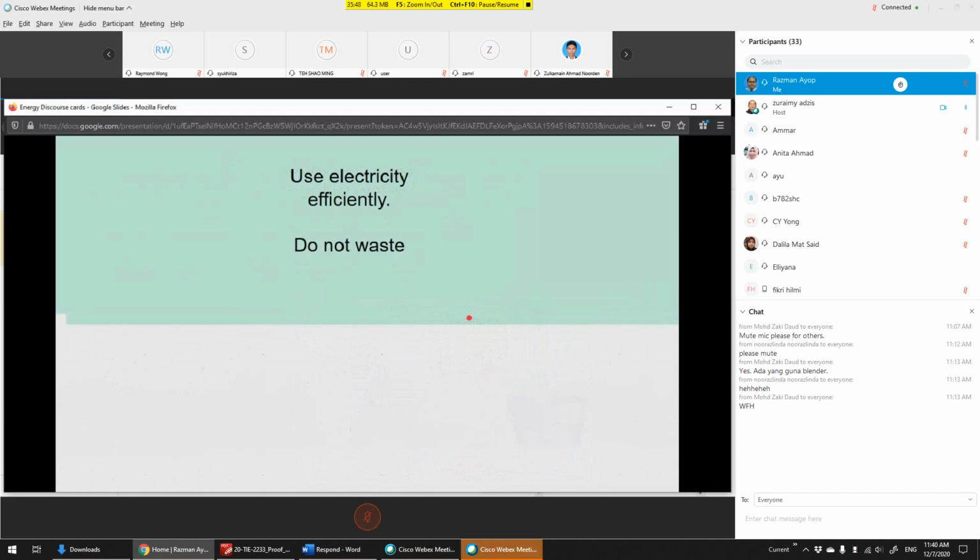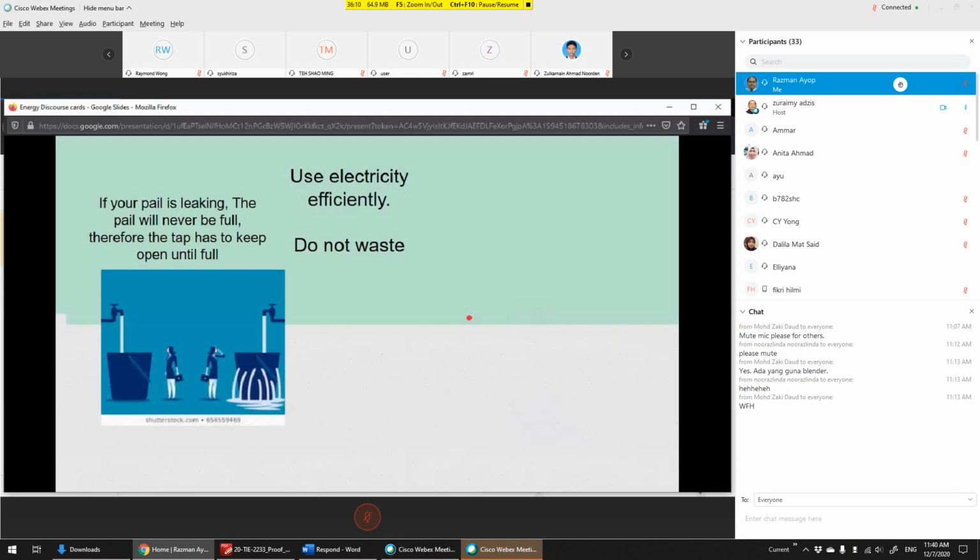When you say efficient, do not waste. Okay, bila ada waste, efficiency jatuh. Your efficiency will drop when you have waste somewhere in the process. Okay. So for example, if you fill up water and your pail is leaking, the pail will never be full. Therefore, the tap has to keep open until it's full eventually. So in this case, kalau saya tunjukkan gambar ni, kalau awak nampak, kalau baldi tu bocor, awak isi air, bandingkan baldi tak bocor. Baldi tak bocor boleh penuh, tutup air. Tapi baldi yang bocor ni tak penuh-penuh, air kena terbuka saja. Waste.